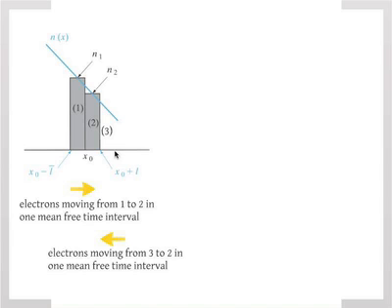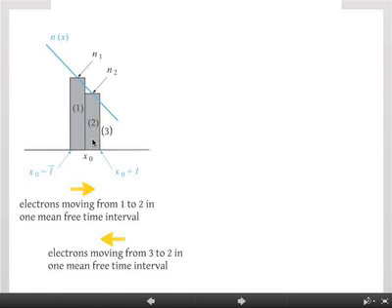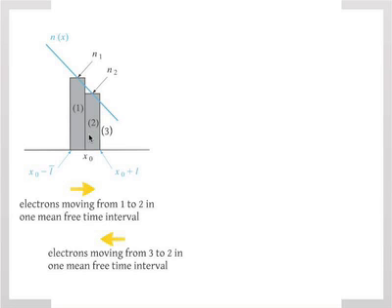The electrons move from 3 to 2 in one mean free time interval, and if you want to know how the concentration within this region 2 changes with time, that's all you need. You need the rate coming in from this side and the rate coming in from this side. You add them up, that gives you the total rate of what happens to the electrons in that small interval. Okay? So let's model it. The net flow of electrons from left to right in one mean free time is that.